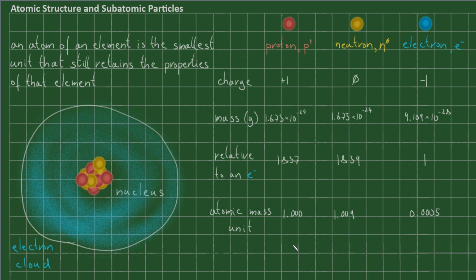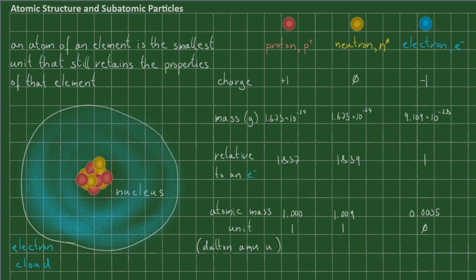For the sake of simplicity, we often round these values. So we will say that the proton has a mass of 1, the neutron has a mass of 1, and the electron has a mass of 0 atomic mass units. Note that the atomic mass unit is sometimes referred to as a Dalton, and it can be abbreviated to AMU or just U.